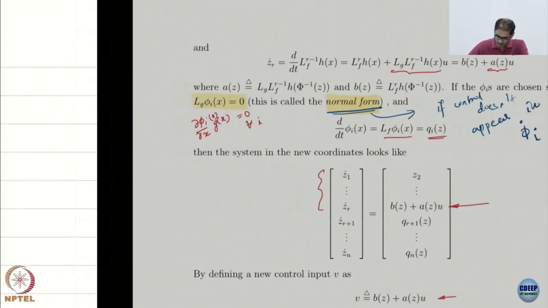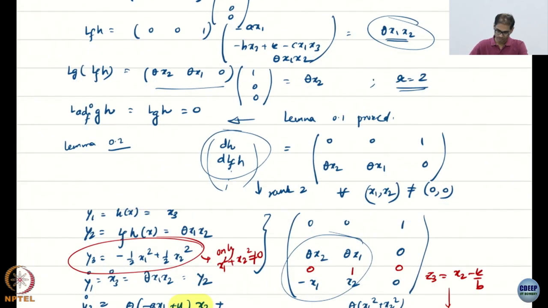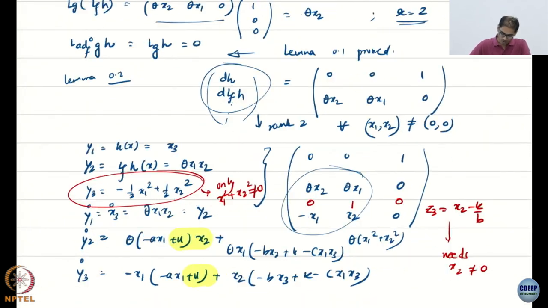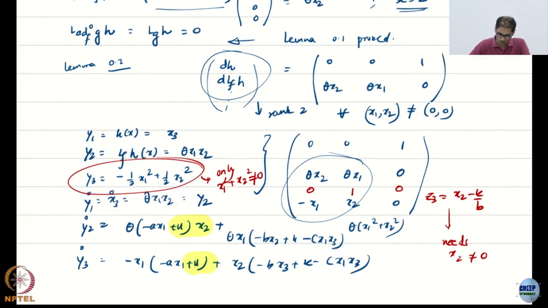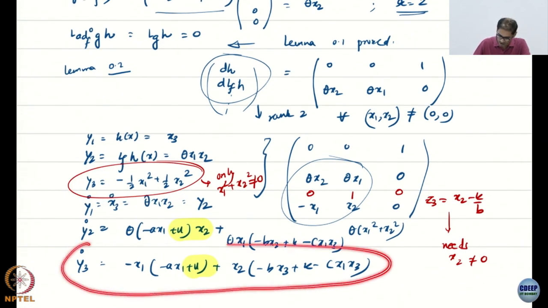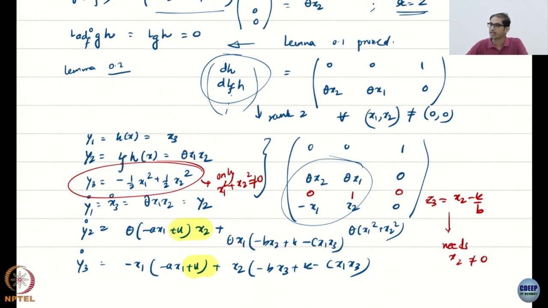Okay, now if you go back to our example, you look at this choice of y1, y2, and y1, y2 are what they are. We can't really play with them. We chose this guy. What is y3 dot? This guy. But control appears in that equation, right? So this choice of transformations does not give me the normal form. It just gives me a linearized form, but it's not the normal form.